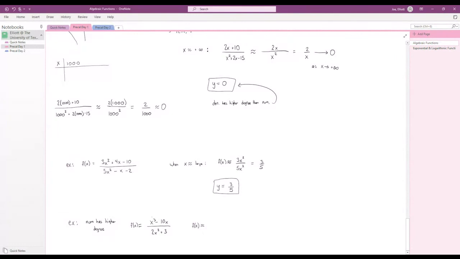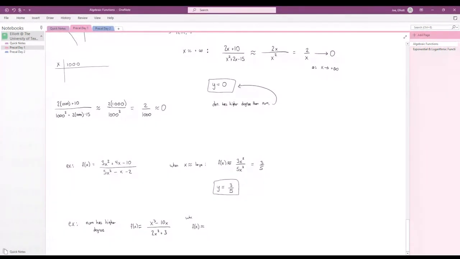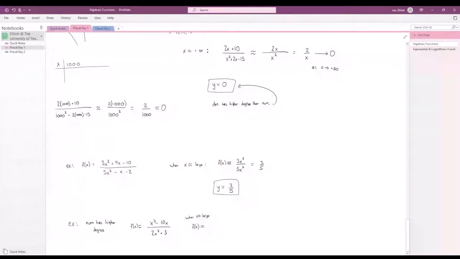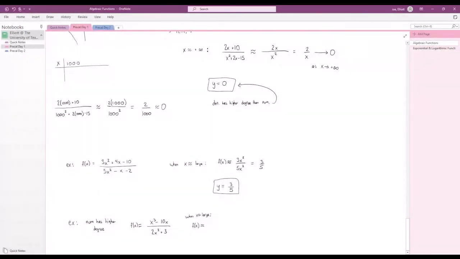So when you're thinking about horizontal asymptotes, again, you're thinking about what's happening when x is a large number. When x is large or far away from 0, the intuition is that the highest powers of x dominate, if you will.